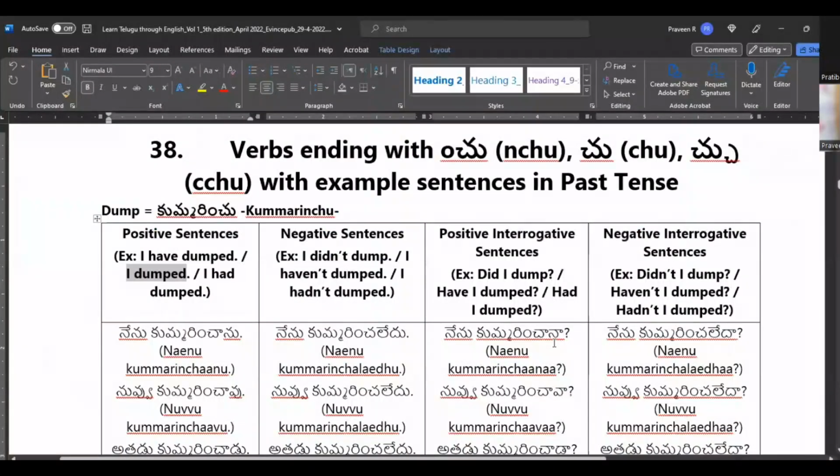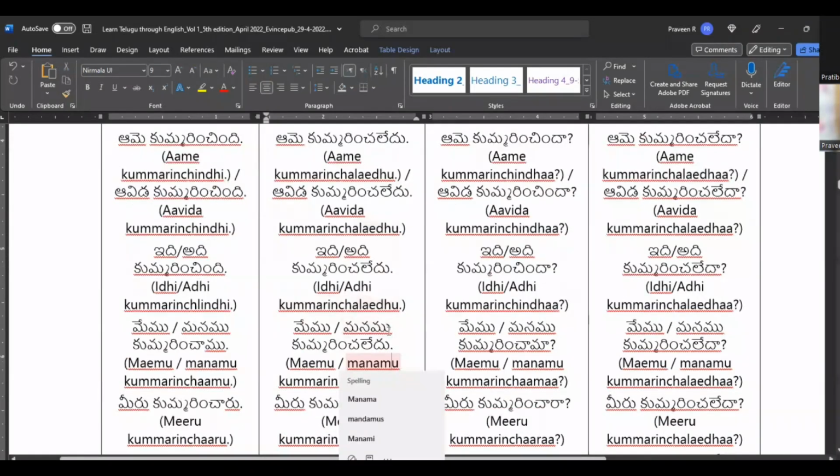Let's go to the next category, that is negative sentences. In the negative sentence, past tense is very easy. You don't need to practice much. See, if you learn the base form, kummarinchu, just change the ending to a sound and add ledu. Very simple. Kummarinchu became kummarinchaledu, and we added the meaning of the subject. Nenu kummarinchaledu. I didn't dump. For all the other subjects, it is the same. It does not change based on the personal pronoun. That you need to remember.